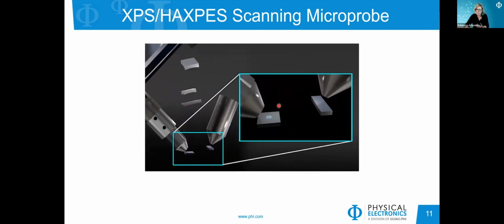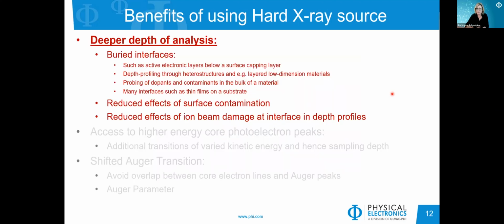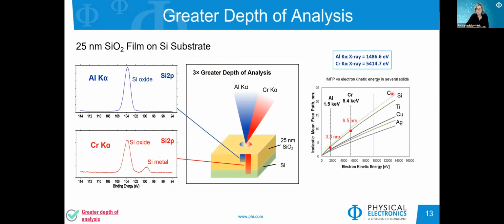So we can define the spot size of both our aluminum and chromium X-ray sources, as well as the pattern. We can run a raster over large areas to average the signal, for example, or specifically focus on multiple small areas within the sample. So now let's look at some examples of the benefits. I'm going to show you a few of the applications that we can obtain using a combination of aluminum and chromium X-ray sources. So of course, like I mentioned before, is the greater depth of analysis.